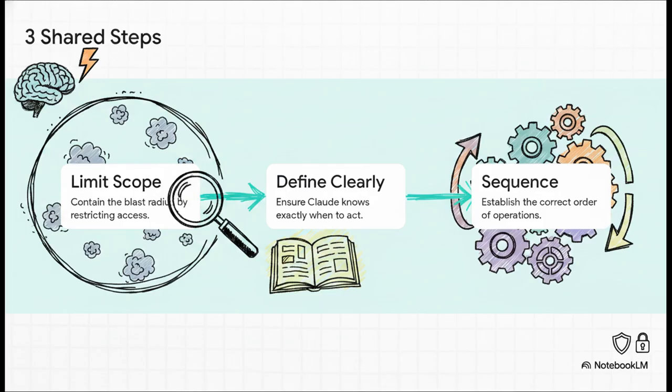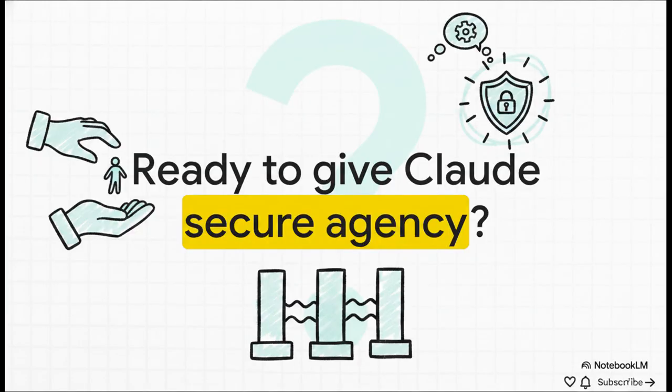A weak integration leaves things chaotic, ambiguous, and wide open, but a strong one meticulously designs what is accessible, when it's used, and in what exact order it should be tried. So, I'll leave you with this final thought. Are you ready to give Claude the agency to choose, safely and securely? By shifting your mindset from micromanaging every script to designing robust environments with clear rules, you're going to unlock some truly incredible capabilities with MCP.